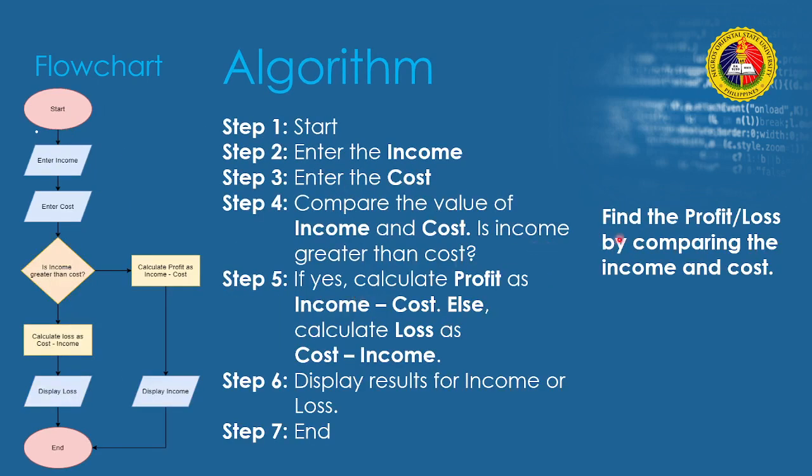And then we have here the algorithm for finding the profit or loss by comparing the income and cost. So that was our flowchart a while ago, and this is its algorithm. Same thing. Step 1, start. Step 2, enter the income. Step 3, enter the cost. And then step 4, compare the value of income and cost. Is income greater than cost? That's the decision making. If yes, calculate profit as income minus cost. Else, meaning if no, calculate loss as cost minus income. And then step 6, display the profit or loss. And then step 7, the end. All right, so that is the algorithm.